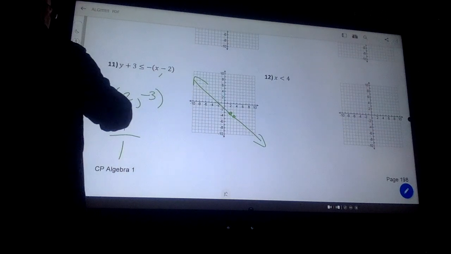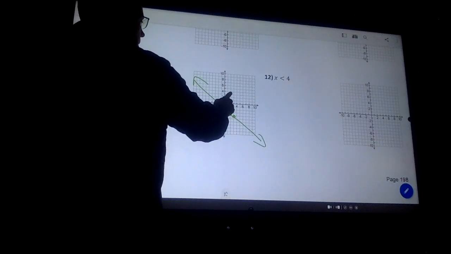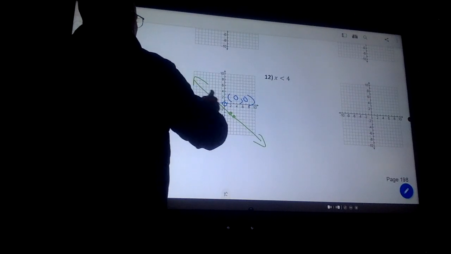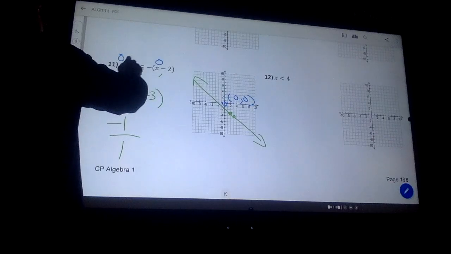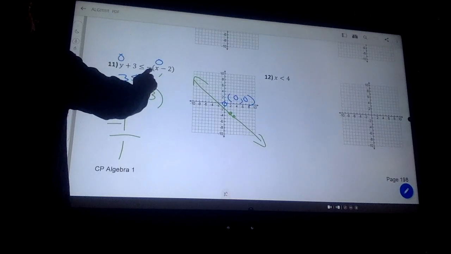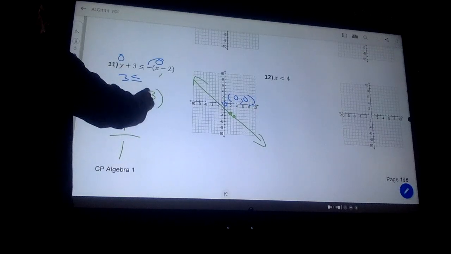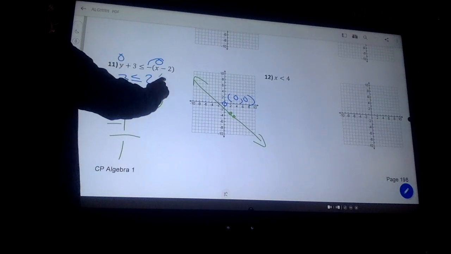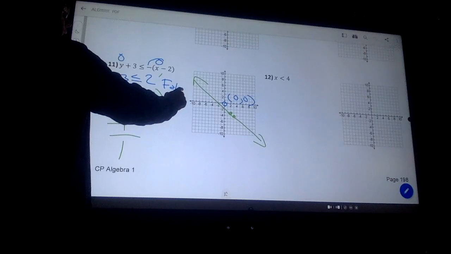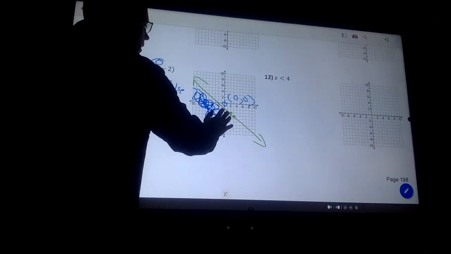I see where 0, 0 is not touching it. It's kind of close to my line, but I'm pretty confident that 0, 0 is there. So if I plug 0 in there, 0 in there, 0 plus 3 is 3, less than or equal to 0 minus 2 is -2. -2 times -2 is +2. Is 3 less than 2? That's false, so I'm going to shade the side opposite over here.